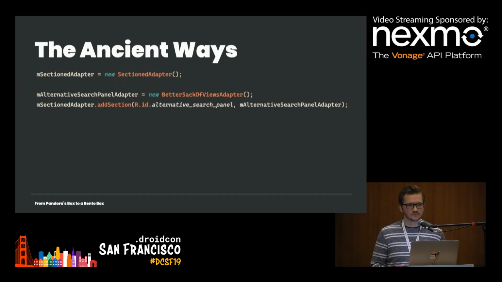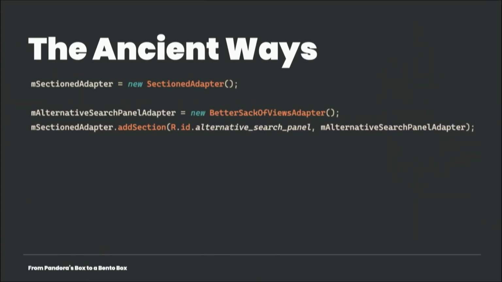So this is how you'd actually use the section adapter. You create a new instance of it. Then you would create one list adapter per type of view that you wanted to add. In this case, if we wanted to add the alternative search panel adapter, so something that would recommend a typo, then we could create that adapter and add it as a section with an ID in case we wanted to retrieve it later. But I don't know if you noticed this, but what is this?